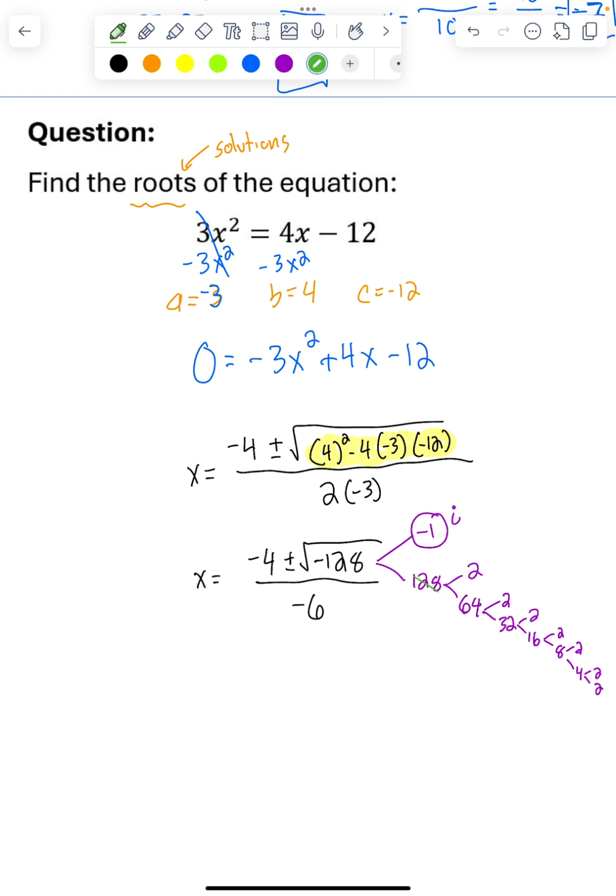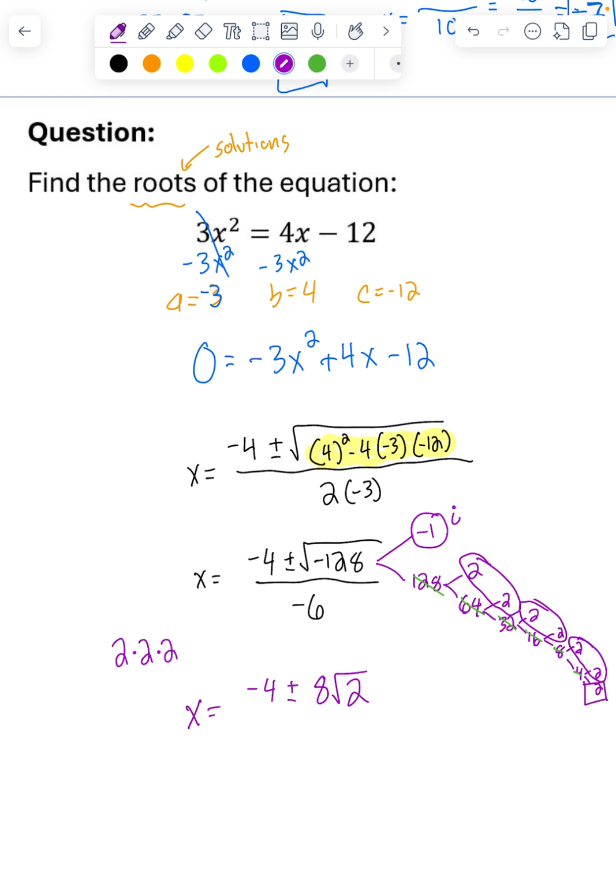Okay, so there's a lot going on. Let me cross out the things I already broke down so I don't count them twice. And then let's start looking. So we got 1 pair of 2's, 2 pair of 2's, 3 pair of 2's, and 1 2 left over. So this would become x equals -4 plus or minus. Now remember, pairs go on the outside. So we have 3 pairs of 2. Some people might be tempted to say 6 there because they're like, oh, 2 times 3 is 6. Again, don't be that person. We got to multiply it. 2 times 2 is 4. Times another 2 would be 8, right? Because we got to do 2 times 2 times 2. That's where I got that 8 from. And then we have a 2 left over, so that'll stay in the square root. And then we don't want to forget that negative means we're going to have an i.